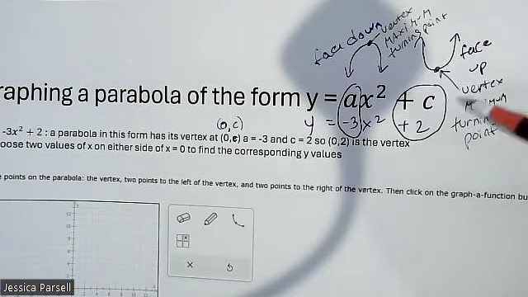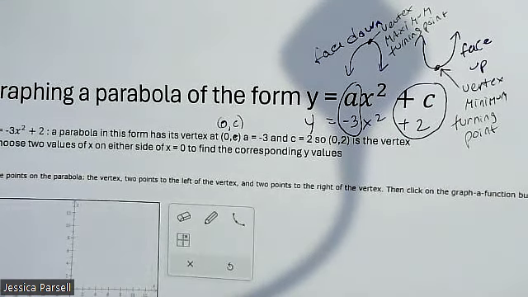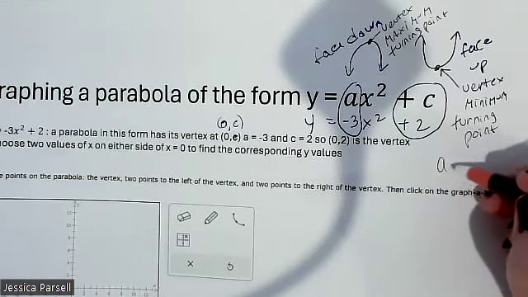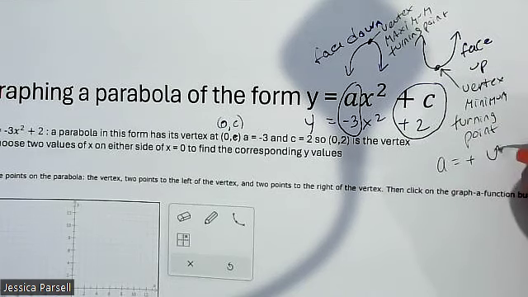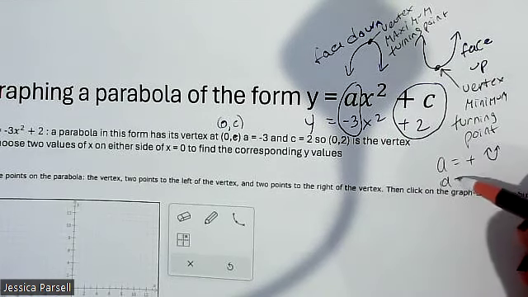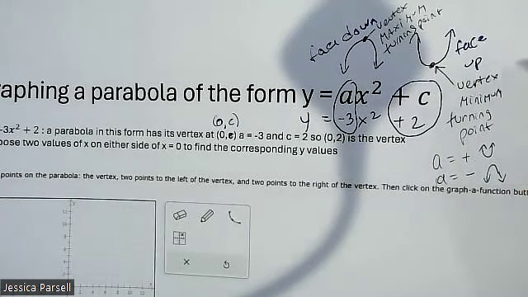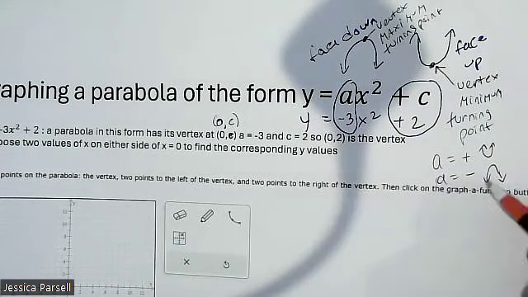Something that I also think might be a good thing to write down, especially if you can use a piece of paper for notes on your test, is when your a value is positive, your parabola is going to face up. When your a value is negative, like this one, it's going to face down like that. So that's a little trick to help you figure out how this thing is going to look. If your a value is a positive number, it's going to face up. If your a value is a negative number, like in this case, it's going to face down.